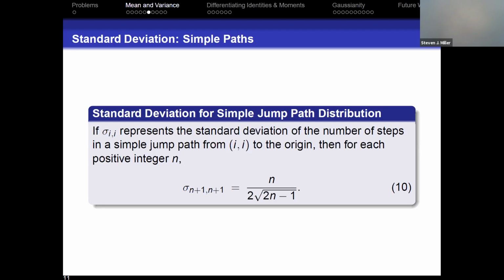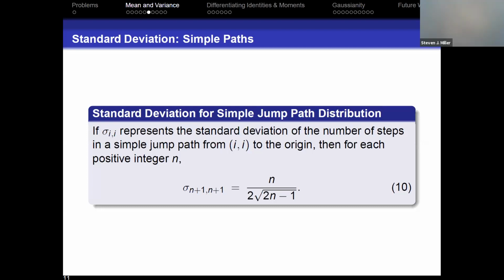So the standard deviation is n divided by 2 square roots of 2n minus 1. As n goes to infinity, what does this look roughly like? How does it grow, roughly? It grows exponentially. So what does it mean to grow exponentially? Just like growing very fast.